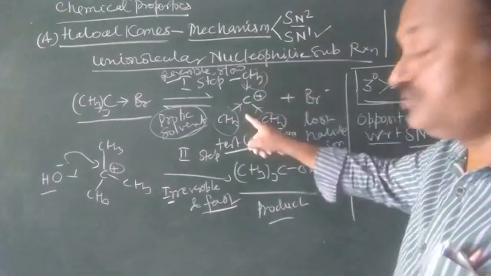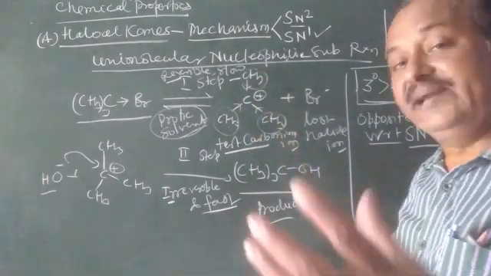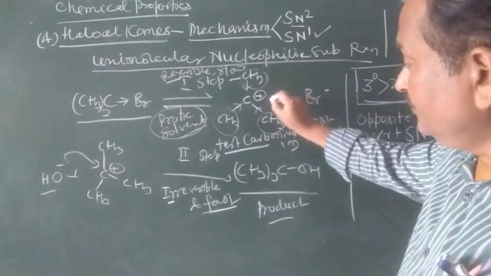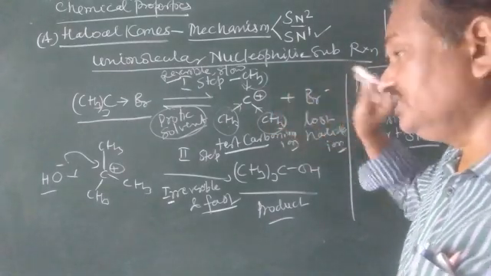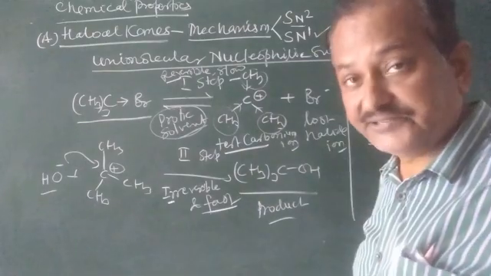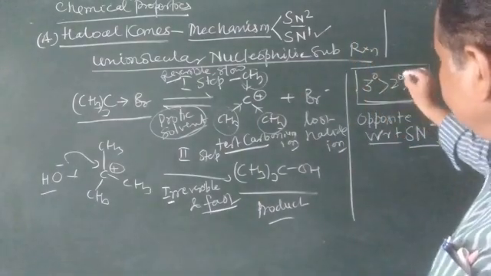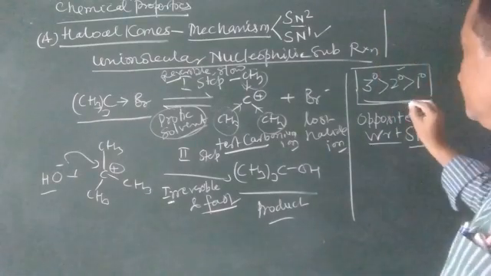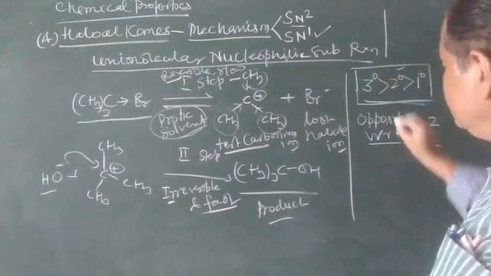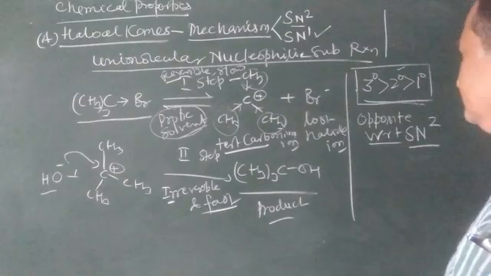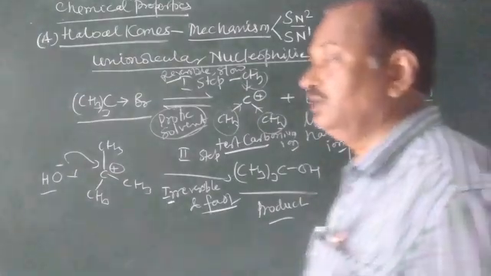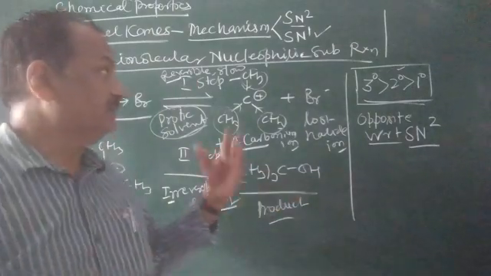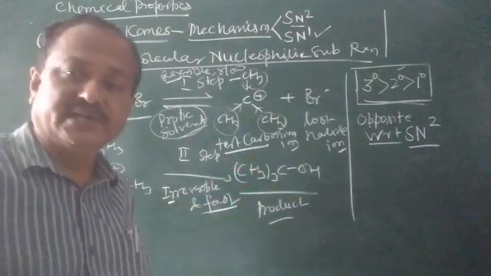So they push the electrons, and the magnitude of positive charge is decreased slightly. As a result, tertiary react very fast. In case of secondary, there are two alkyl groups, and in case of primary, it is the reverse. So it is just opposite to that of SN2, and this is all about the basic introduction to the chemical properties of the haloalkanes and haloarenes.